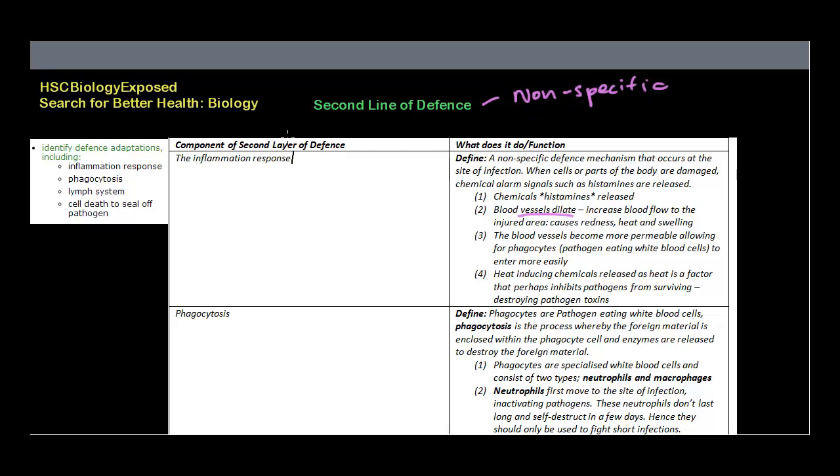So I hope I did cover all 4 parts. I talked about the inflammation response and the phagocytosis. Well, I didn't talk about the lymph system, mainly because I personally don't think you need it. I've looked through the last 10 years of past papers. I couldn't find it.